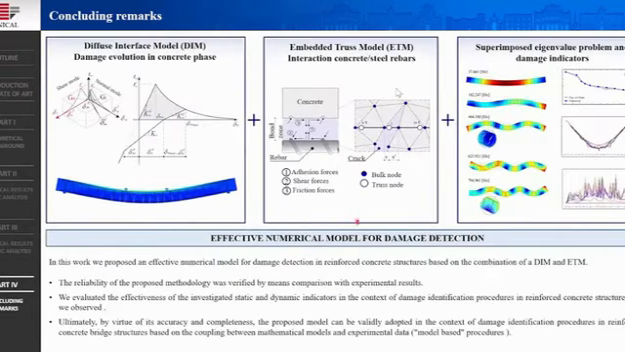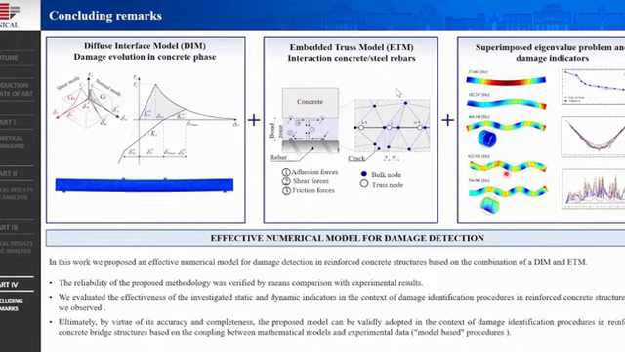Well, in conclusion, we proposed an effective numerical model for damage detection in reinforced concrete structures, which can be used as a pseudo-experimental system for monitoring the state of the structural integrity. The reliability of the proposed methodology is verified by means of comparison with experimental results. And we observed that among all the investigated dynamic indicators, the curvature damage factor is the most effective also to detect the location of the damage phenomena.